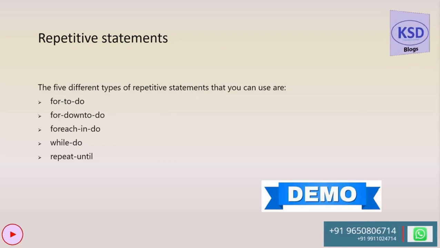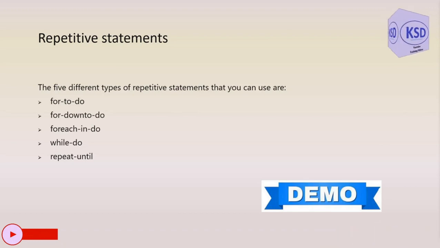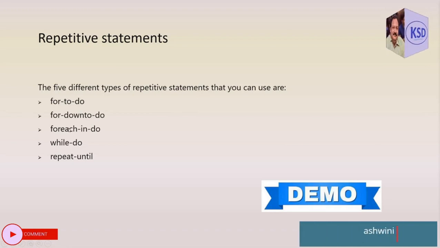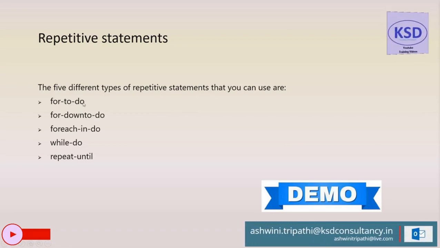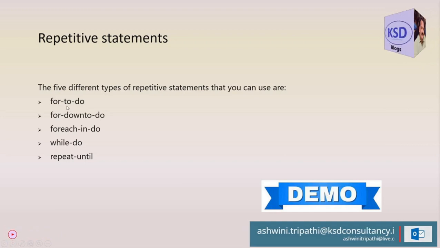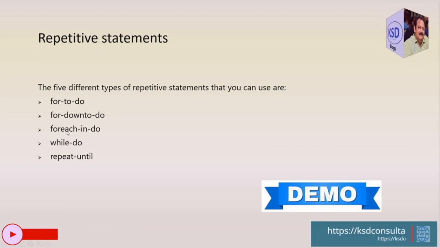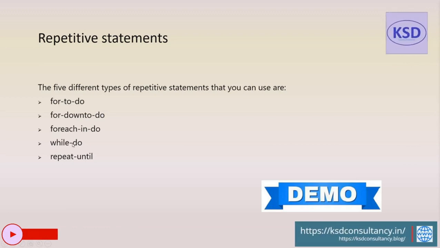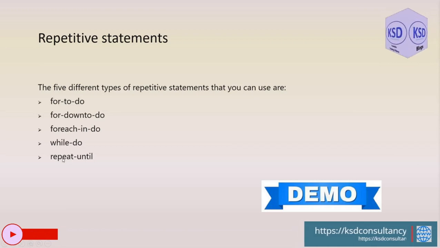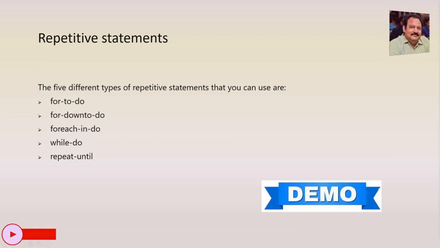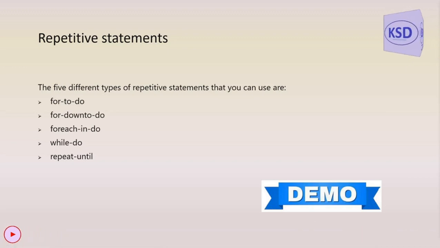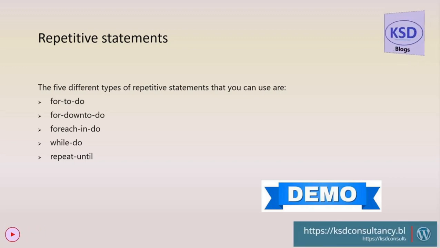You have 5 types of repetitive statements available, and you can use any of them as per the need: for to do, for downto do, for each in do, while do, and repeat until. We will look into each of them in a demo.